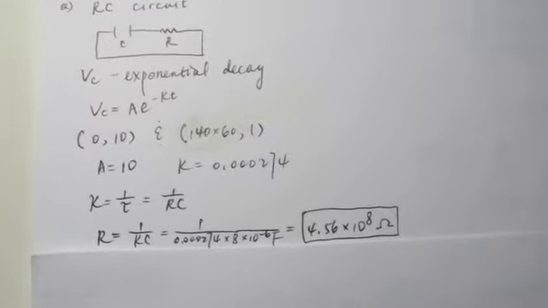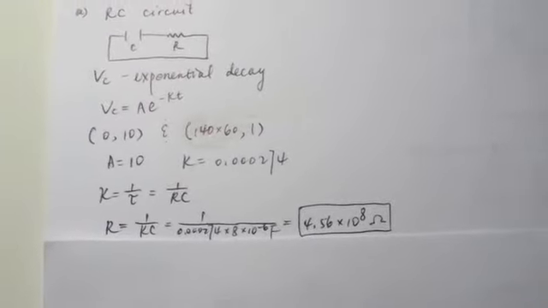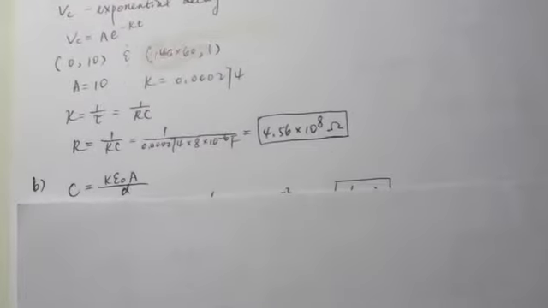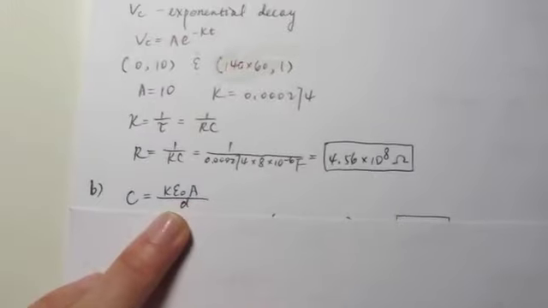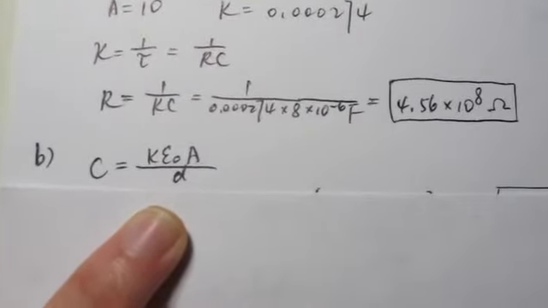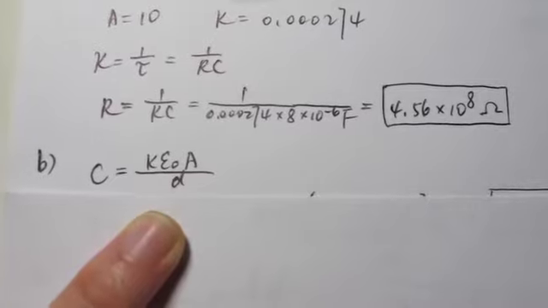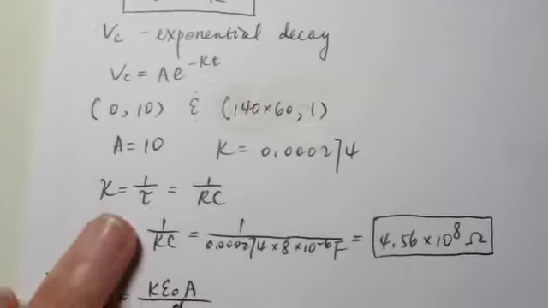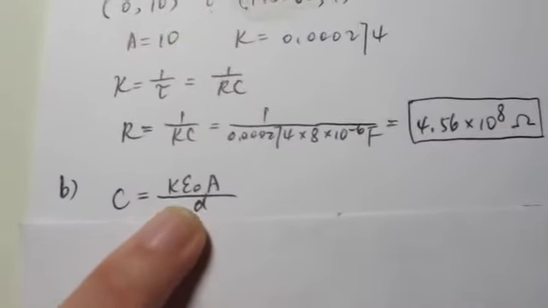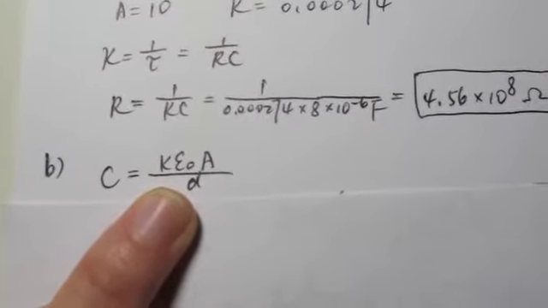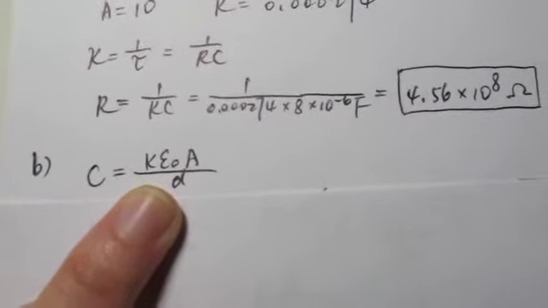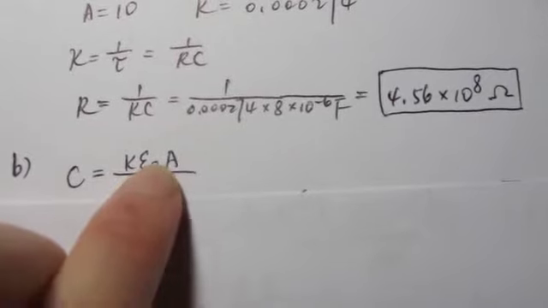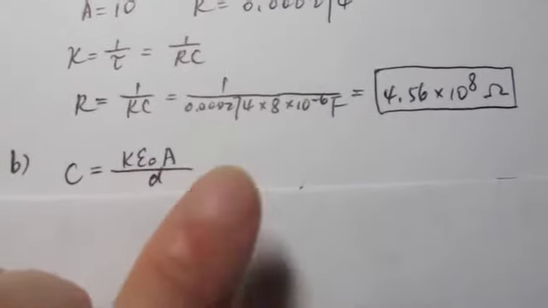Part B. So determine the approximate surface area of the plate. So you can find this equation on your equation sheet. And let's see what we have here. This K is not the same as this K. It's a dielectric constant, which is 5.6 in this case. And that's epsilon naught. You can find that on your equation sheet as well.